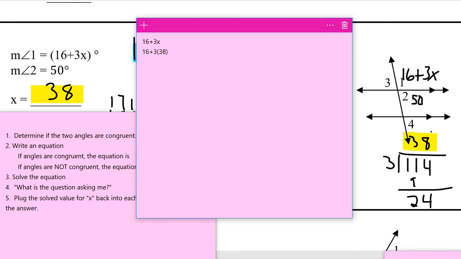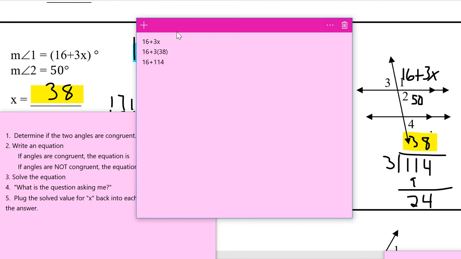Guys, this is the last step. You're going to plug the solved value, in this case that's 38, back in for x to figure out what all the angles are going to be. This is going to be 16 plus 3 times 38. 8 times 3 is 24. 3 times 3 is 9, 10, 11. So it's going to be 114.